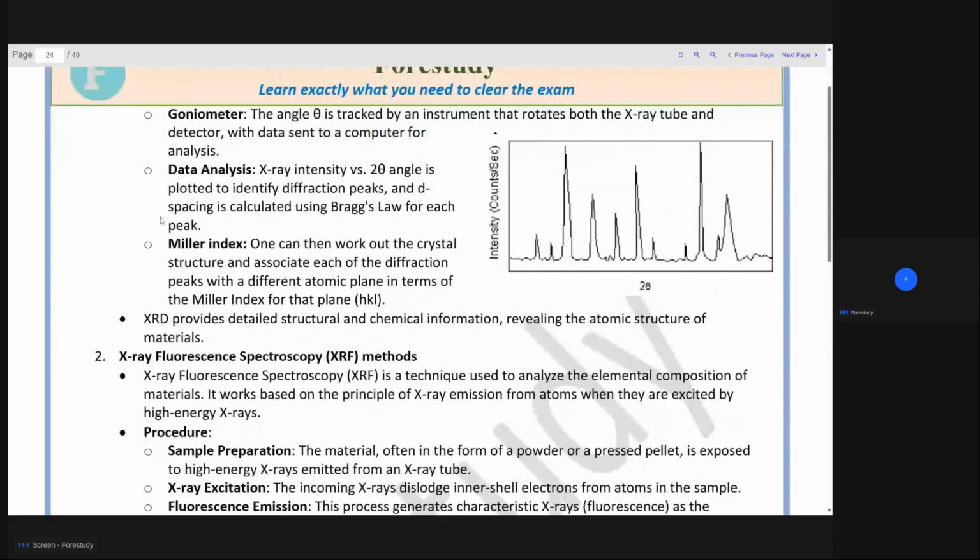Now the data analysis: X-ray intensity versus 2 theta angle is plotted. Here you can see the intensities of X-rays given as output by our detector as spikes at different 2 theta angles. These spikes at different 2 theta angles are plotted as a graph. So X-ray intensity, meaning the spikes, versus the 2 theta angle is plotted to identify diffraction peaks. These are actually diffraction peaks, and d-spacing is calculated using Bragg's law for each peak.